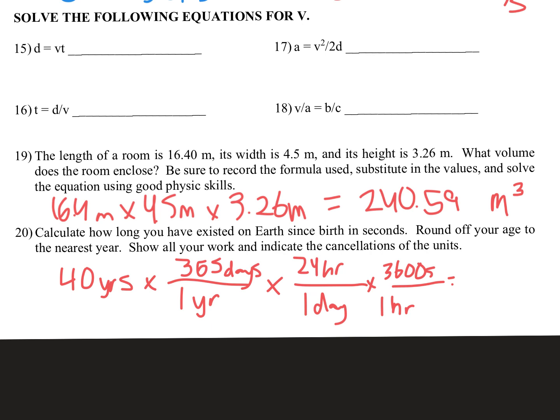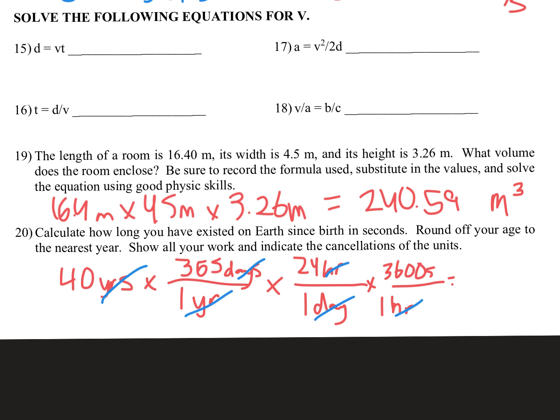Now look at how beautiful this is. I didn't even have to think about what goes on top and bottom, what goes divide and multiply, because the units cancel out for me. That's a gorgeous thing. So I'm going to throw in the calculator, 40 times 365 times 24 times 3,600. You should do the same, but with your birthday. Let's figure out how old we are.